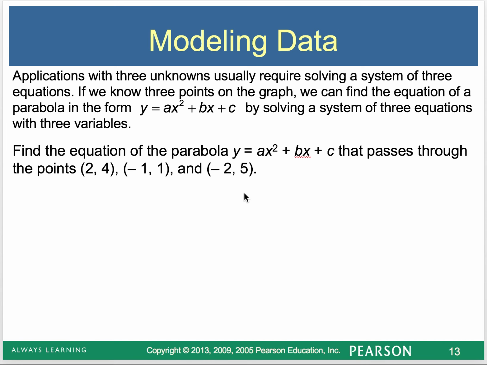Applications with 3 unknowns usually require solving a system of 3 equations. If we know 3 points on the graph, we can find the equation of a parabola in this form. What we don't know is an A, a B, and a C. But here we have a point xy, a point xy, a point xy. So I can plug into this parabola when I let x equal 2 and y be 4.